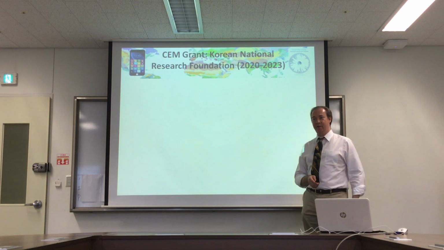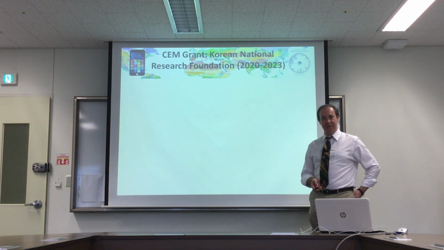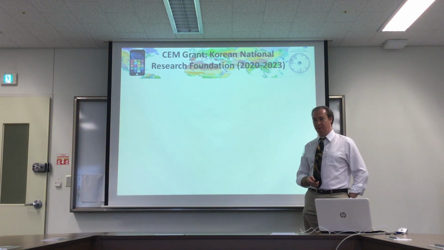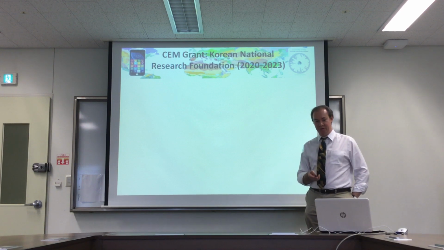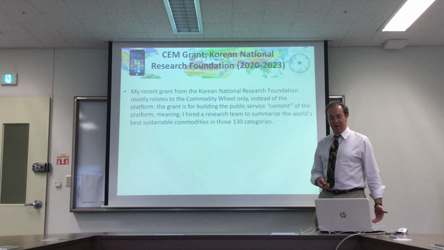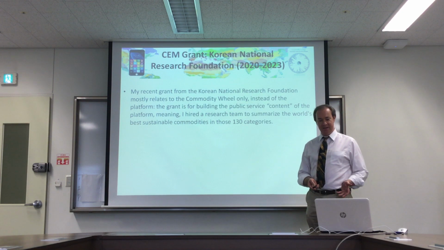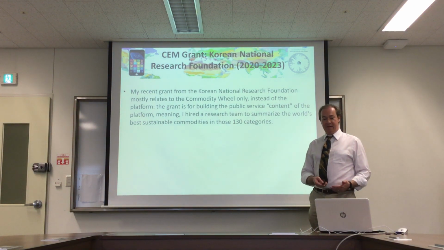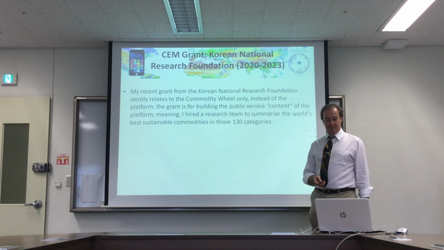Recently, I received a grant from the Korean Research Foundation to make this the world's only publicly accessible resource to all sustainable material choices. The recent grant mostly relates to the wheel only, in other words, instead of the platform. The grant is for building this public service content of the platform. And that means I hired a research team to summarize the world's best commodities in 130 categories for sustainable goals.